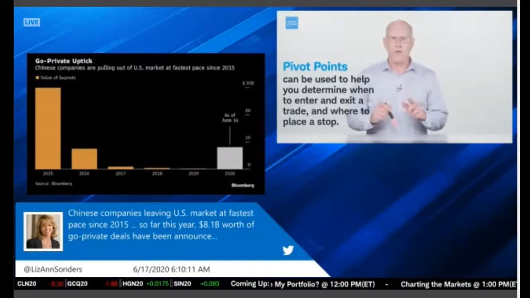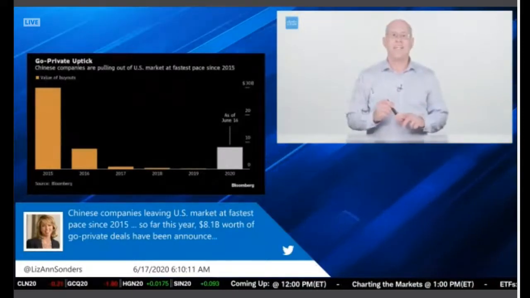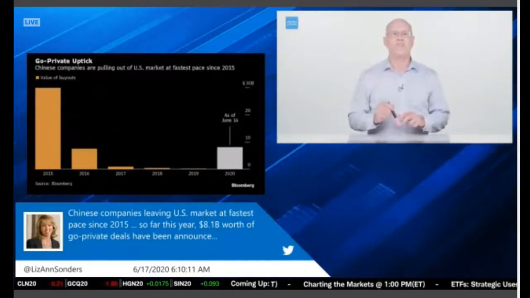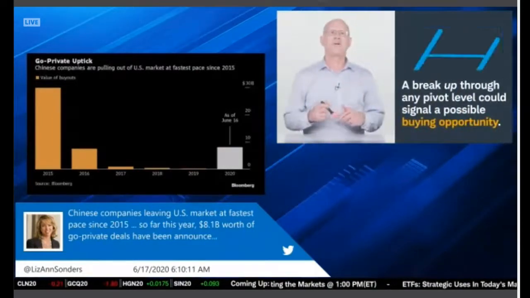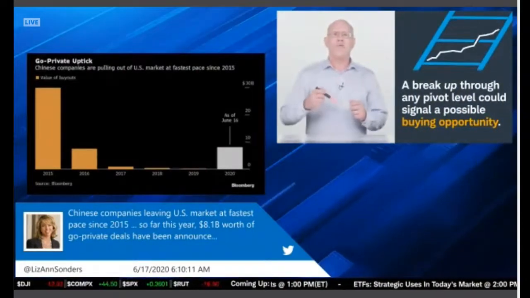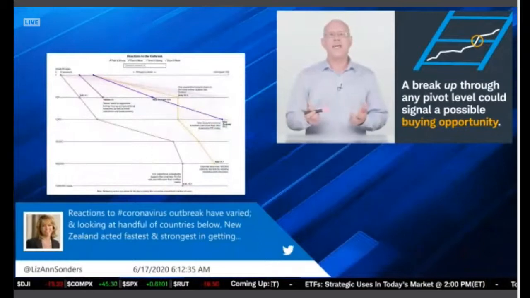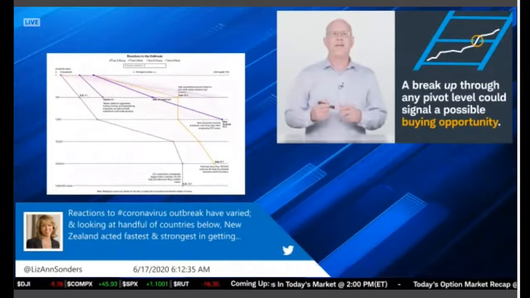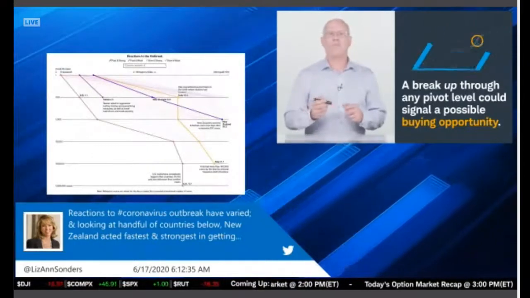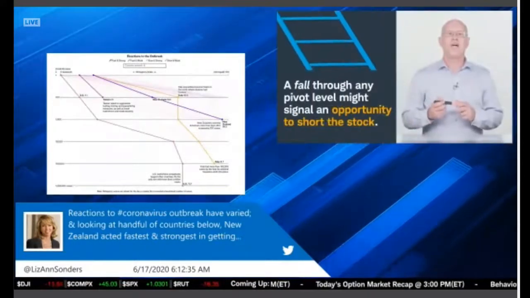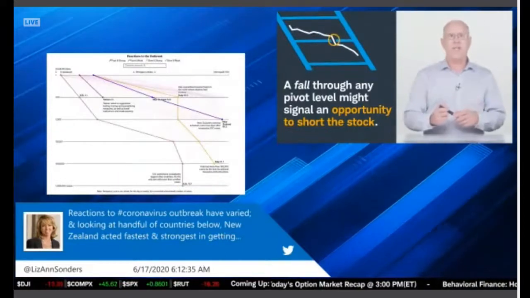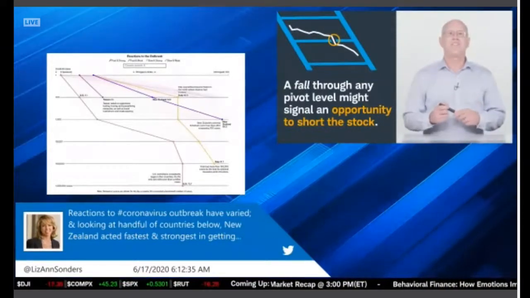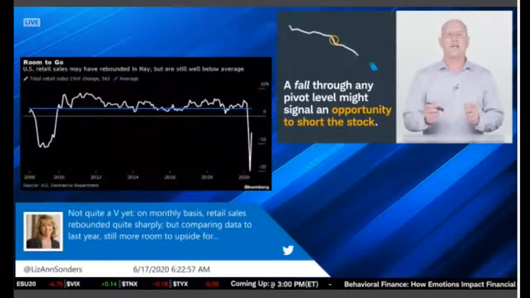This data is important because all pivot levels can act as intraday support or resistance. Think about them like rungs on a ladder. A breakup through any pivot level is a bullish indication and suggests there may be further upward movement to the next rung, and this signals a possible buying opportunity. On the other hand, if the stock falls through any of the pivot levels, it is a bearish indication and suggests an opportunity to short the stock.